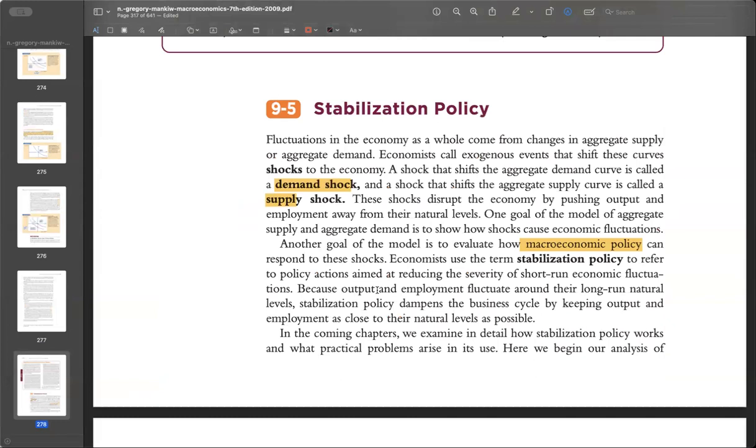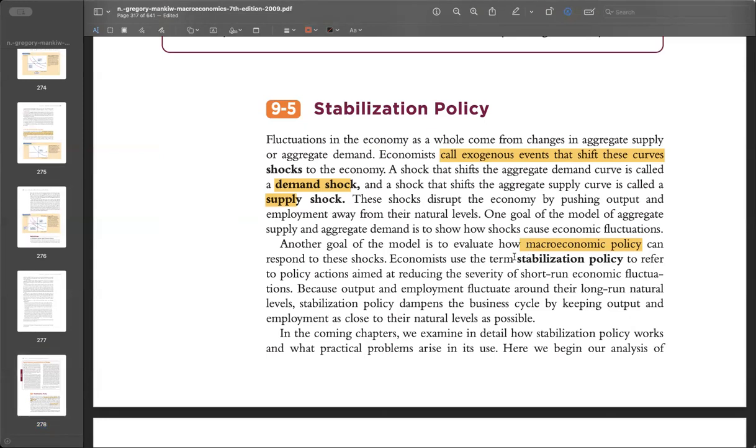So next we'll be discussing stabilization policy. A lot of the point of constructing these models is to understand how the government will react to changes in aggregate demand and aggregate supply. And first, we will think about these exogenous events that shift these curves as so-called shocks. Typically, because you have an aggregate demand and aggregate supply model, there'll be two kinds of shocks: an aggregate demand shock or an aggregate supply shock, or demand shock or supply shock.